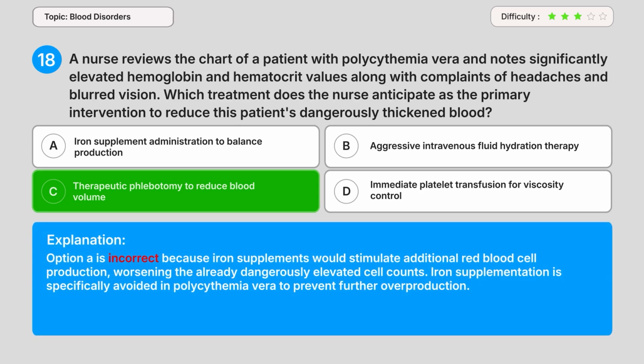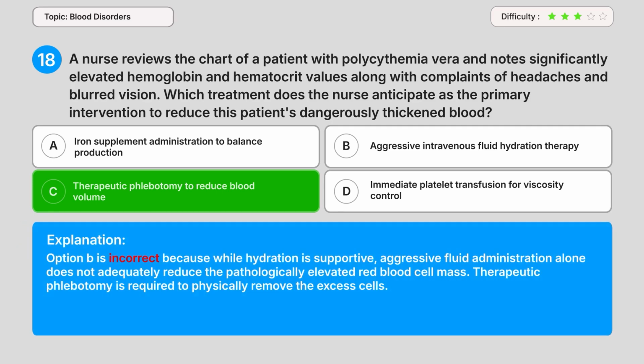Option A is incorrect because iron supplements would stimulate additional red blood cell production, worsening the already dangerously elevated cell counts. Iron supplementation is specifically avoided in polycythemia vera to prevent further overproduction.